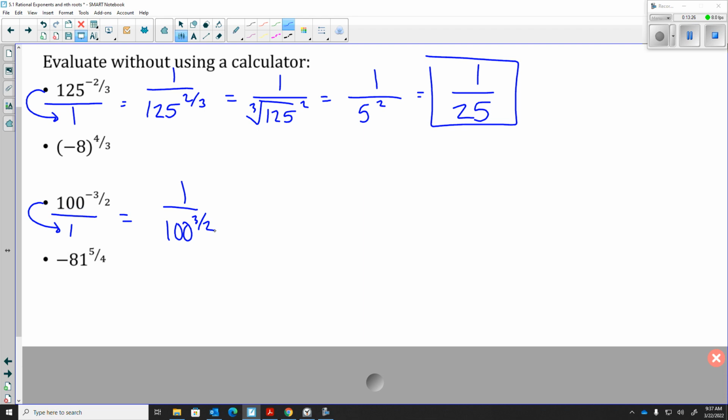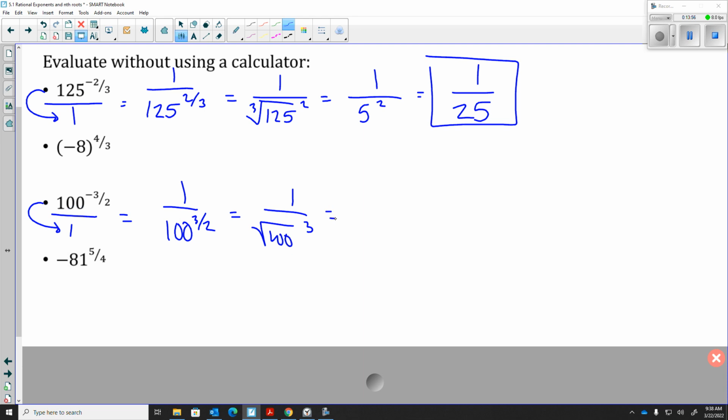Okay, so what am I going to do with that? I don't know what 100 to the 3/2 power is. The square root of 100 to the 3rd power. Because you pull this across, it's a 2, right? So you don't need to write 2 roots. You don't have to write that. I know it's just going to be a square root of 100 to the 3rd power.